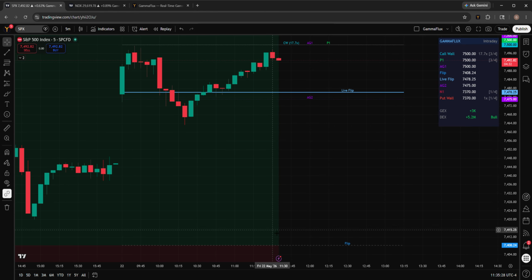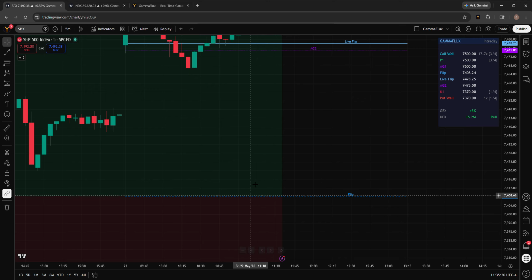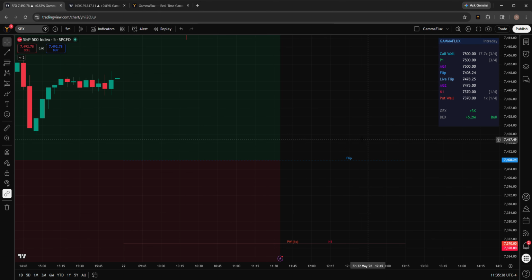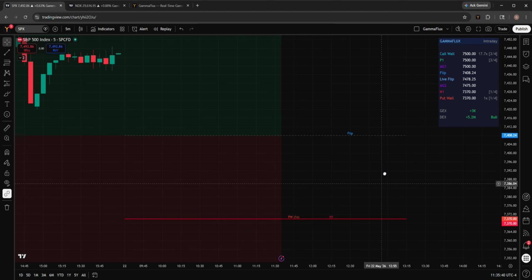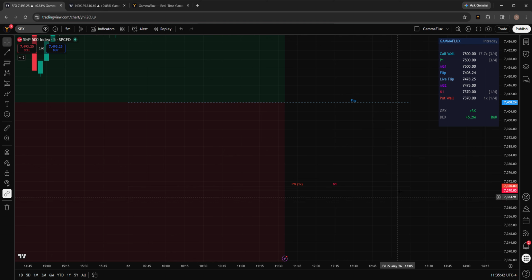The green and the red highlighting that you see here denotes whether we are in positive gamma territory or negative gamma territory, based on the open interest based flip. And then finally down here, you see one more line. There are actually two lines stacked on top of each other. This is the put wall as well as the N1. The N1 is our largest negative gamma on the chart.